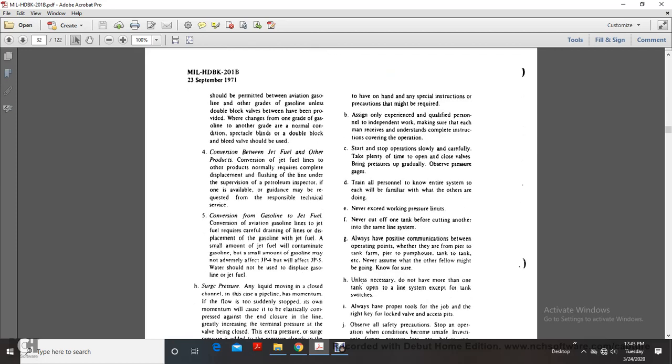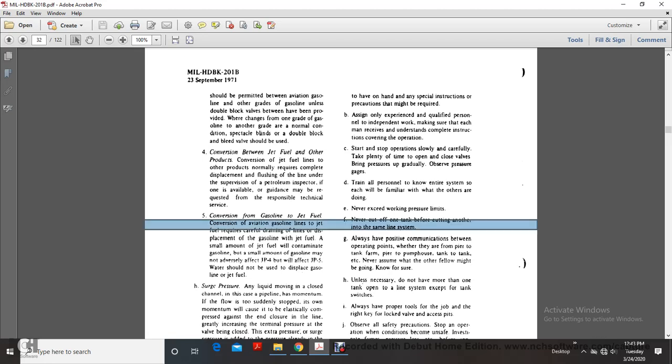The conversion of gasoline to jet fuel, that is, aviation gasoline lines to jet fuel, requires careful draining of the line and displacement of the gasoline with jet fuel. A small amount of jet fuel contaminated with gasoline, or a small amount of gasoline, may not adversely affect JP4, but will affect JP5. Water should not be used for the displacement of gasoline or jet fuel.